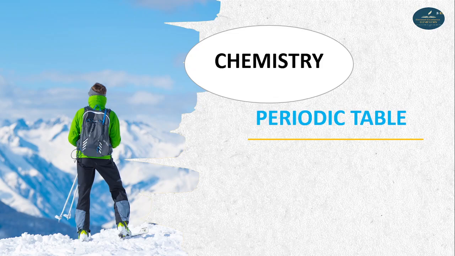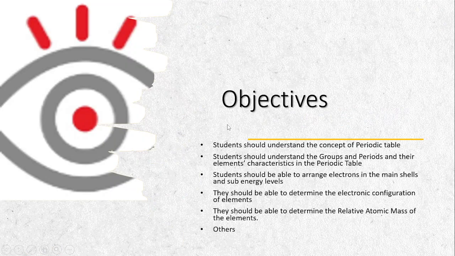In this video we'll be taking chemistry under the topic periodic table. So let's proceed. What are the objectives of this session? The students should understand the concept of the periodic table. They should understand the groups and periods and their element characteristics in the periodic table.